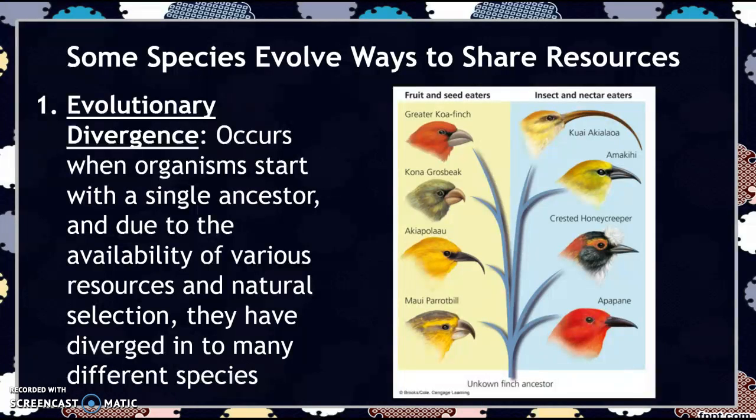So here's the finches. There's an unknown finch ancestor, and then over time, because there's different food available, in this case fruit and seeds and insects and nectar, their beaks have evolved to look different. So they can eat their different foods, thus making them different species. So if you check out this picture, none of my finches actually look the same anymore, but they evolved from one common ancestor over a long period of time.